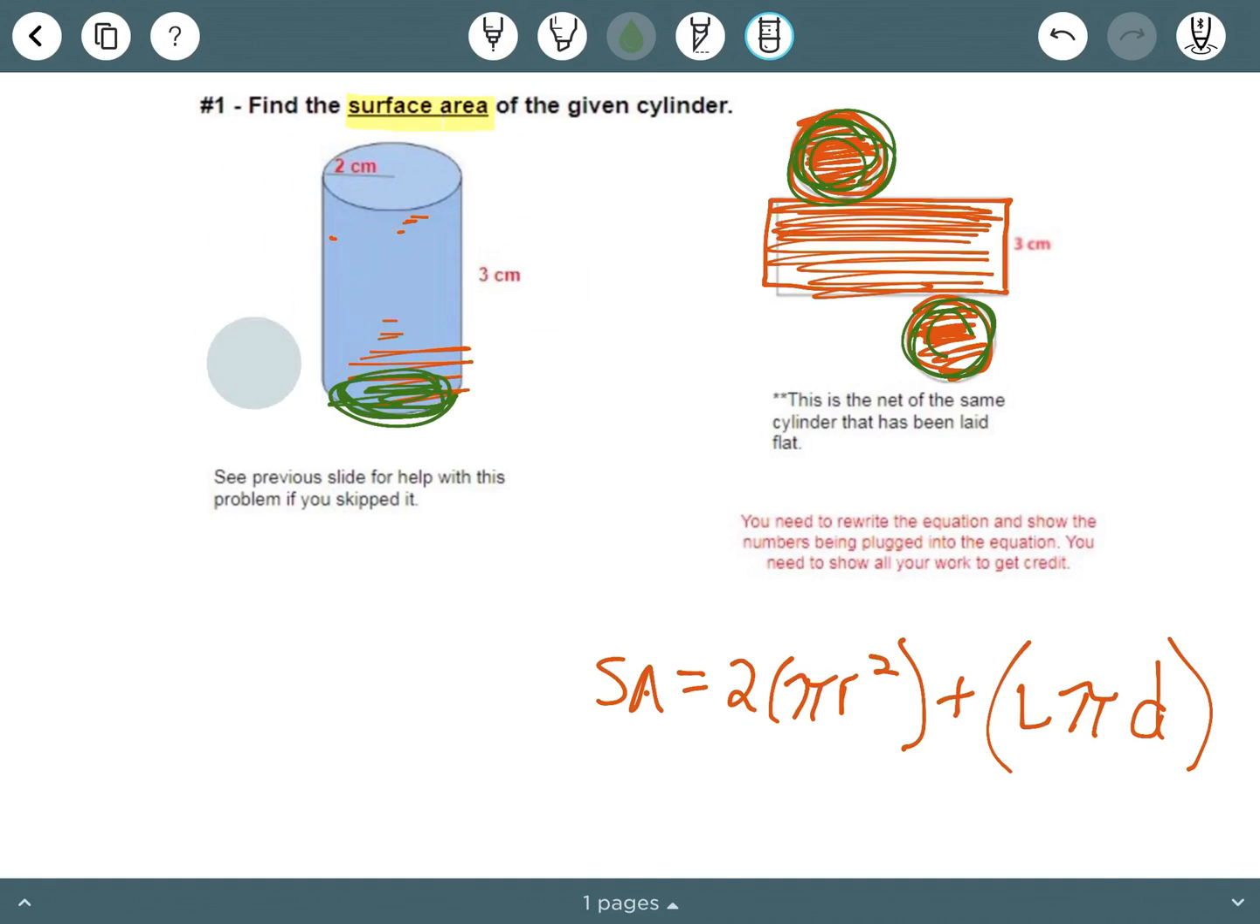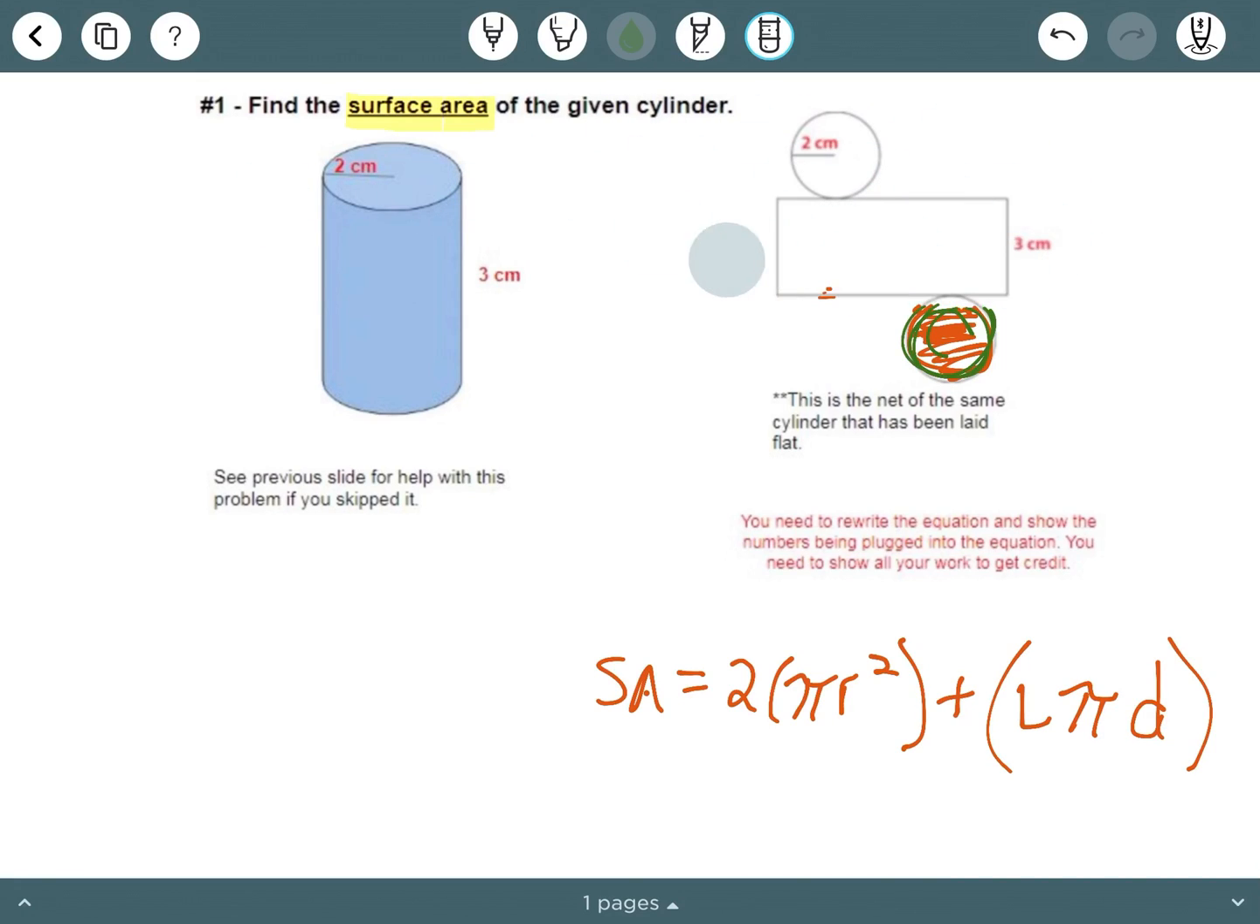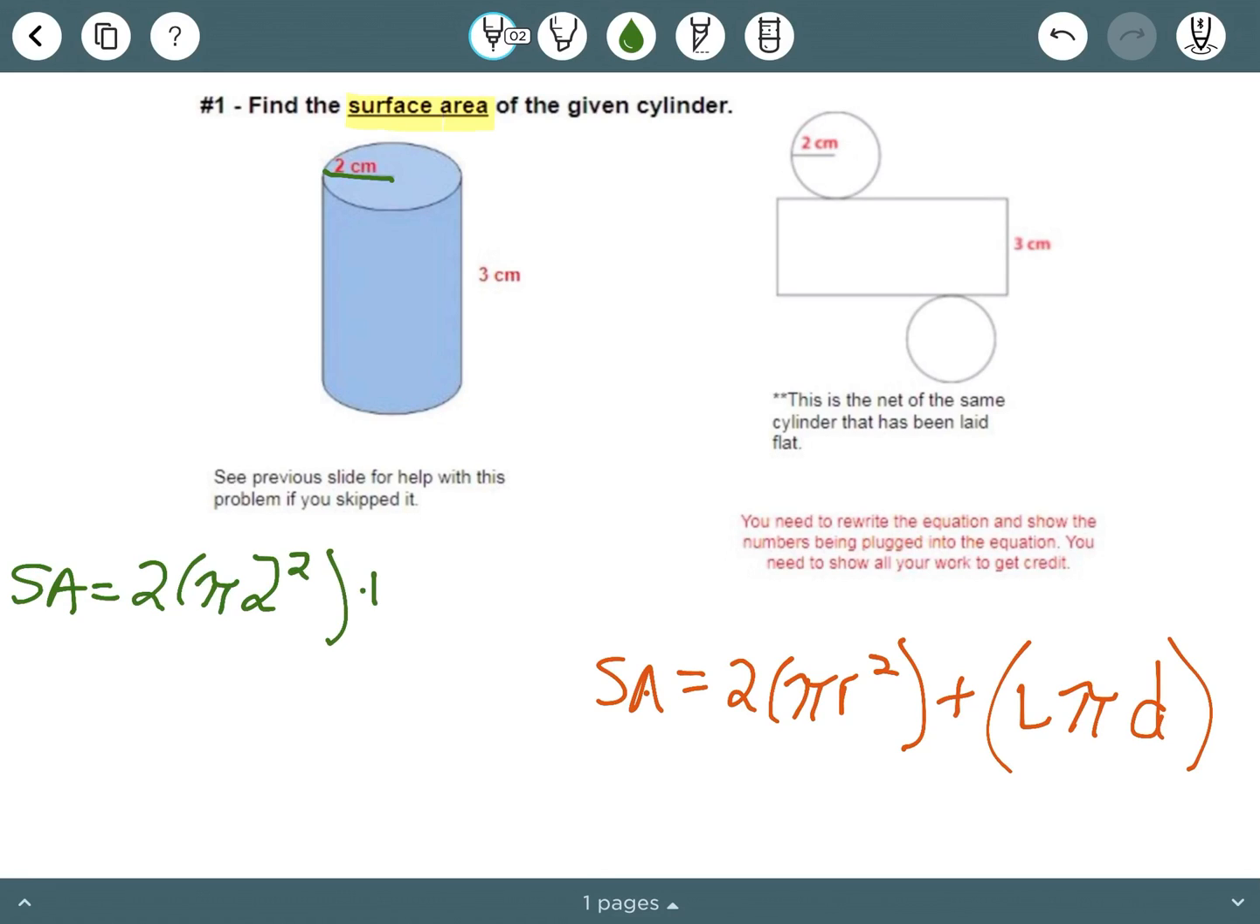All right, so now that we have our formula, let's go ahead and start plugging in. Again, we have our surface area that equals 2 pi times the radius squared. Our radius is given here, and our radius is 2. And then squared, we'll end the parenthesis there, and then we're going to add the length, which is 3, times pi, times the diameter.